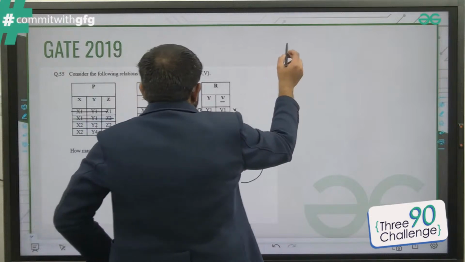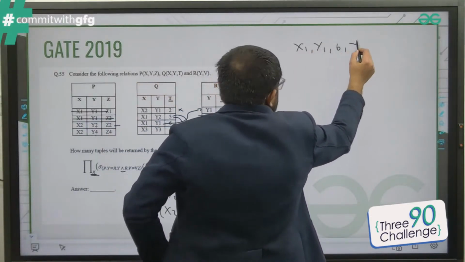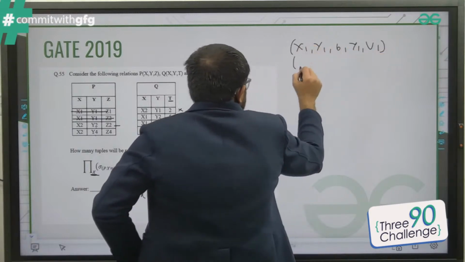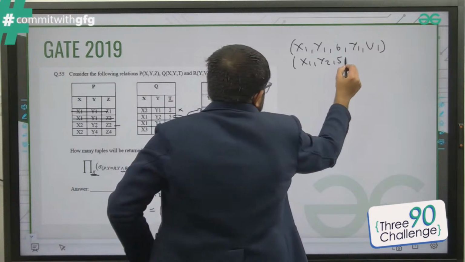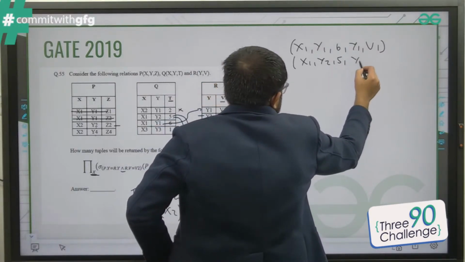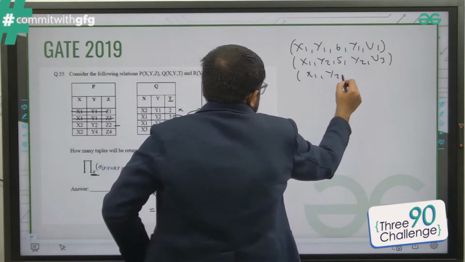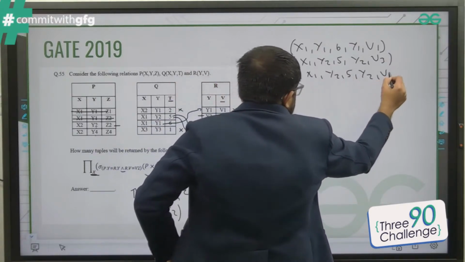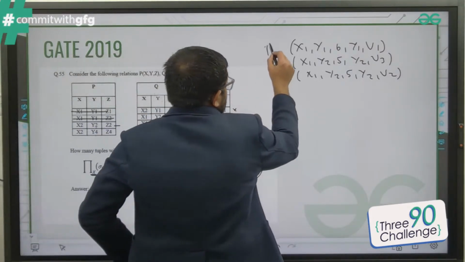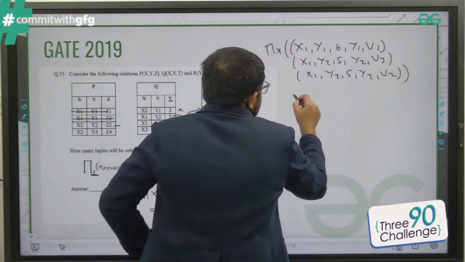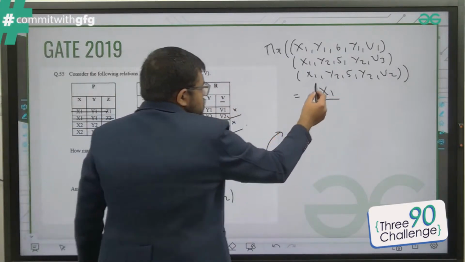So what are the tuples that I will get? X1, Y1, 6, Y1, V1, then X1, Y2, 5, Y2, V3, and X1, Y2, 5, Y2, V2. And from this, I will take only the projection on X. So I will take only X in all these tuples. So I will get only one value, X1. Now this returns me X2, and this returns me X1.